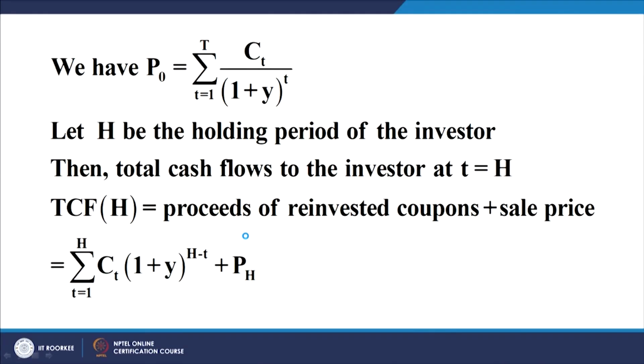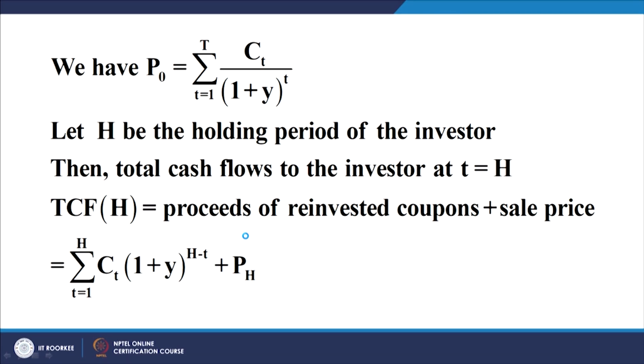So, for that purpose we come to this slide. We start with the DCF formula. The DCF formula gives us P0 is equal to summation Ct upon (1 plus y) to the power t, summation over the entire life of the bond up to maturity. P0 is the current market price. This is the expression for the YTM. So, P0 is equal to summation Ct upon (1 plus y) to the power t summed over all values of t up to the maturity of the bond.